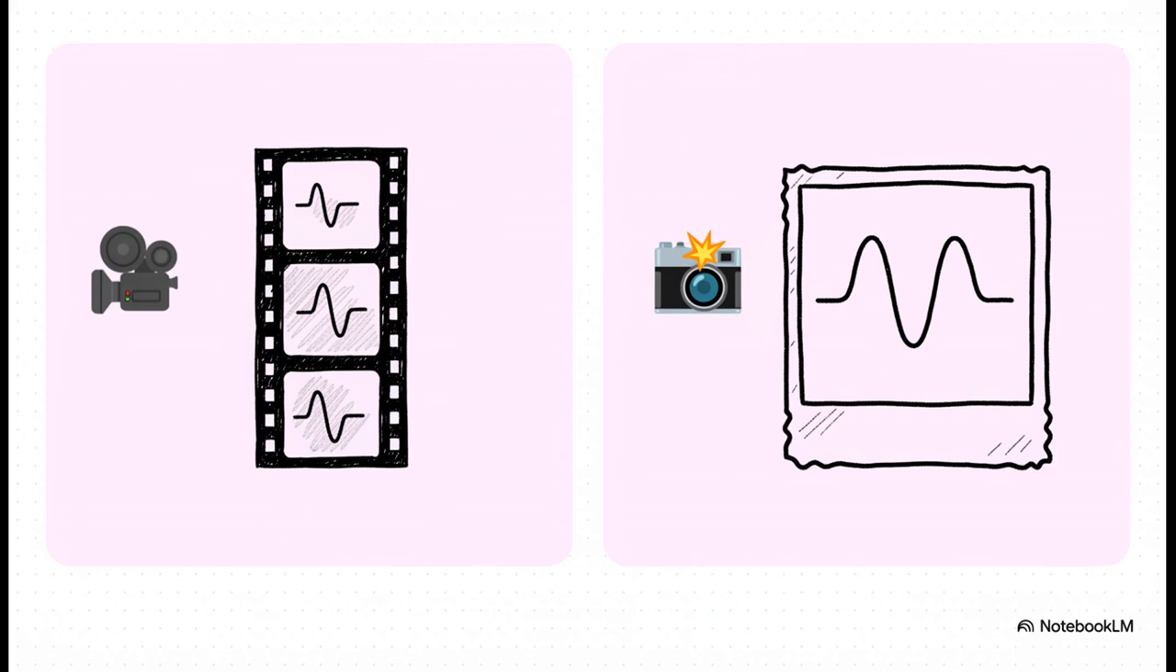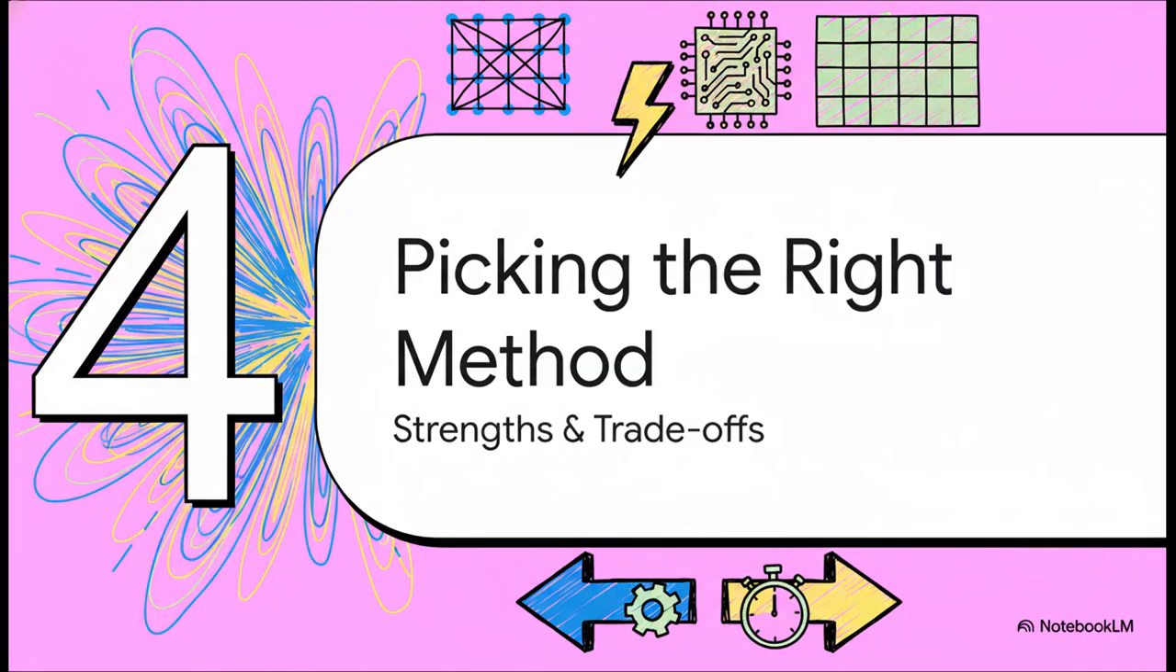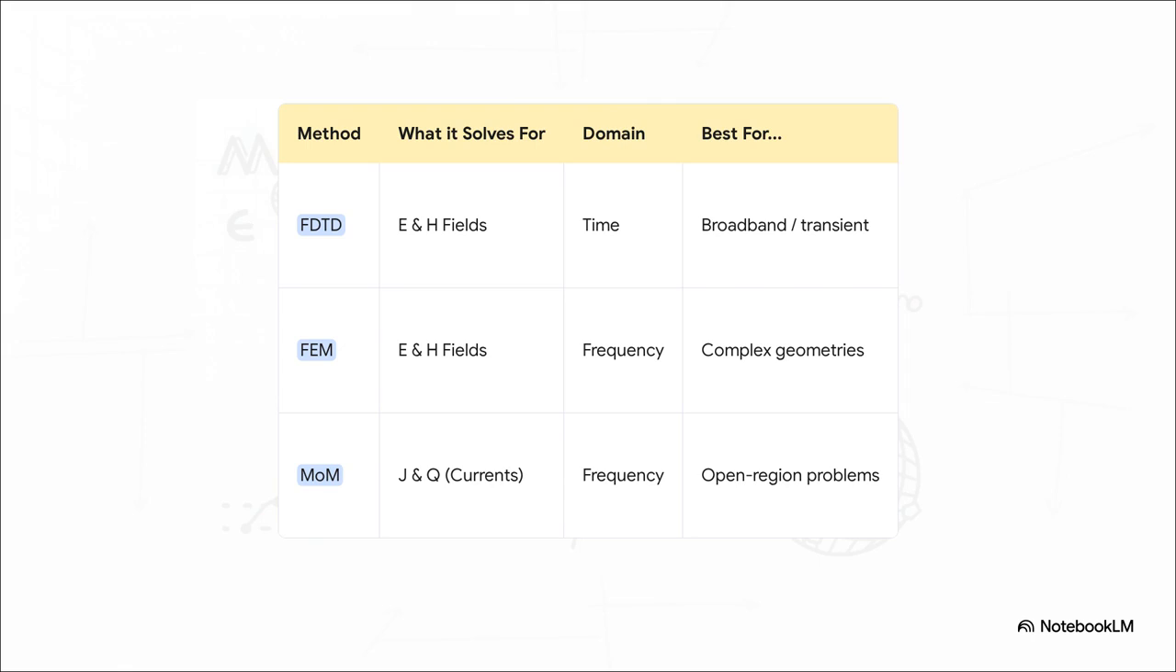Frequency domain analysis, where FEM and MoM usually live, is more like a single photograph. It answers the question, okay, once everything has settled down, what does the field look like at this one specific frequency? So with that huge difference between time and frequency in mind, let's take a look at how you'd actually go about choosing the right solver for the job. We can break down the strengths of each method in a pretty simple way. And this table just lays it out perfectly.